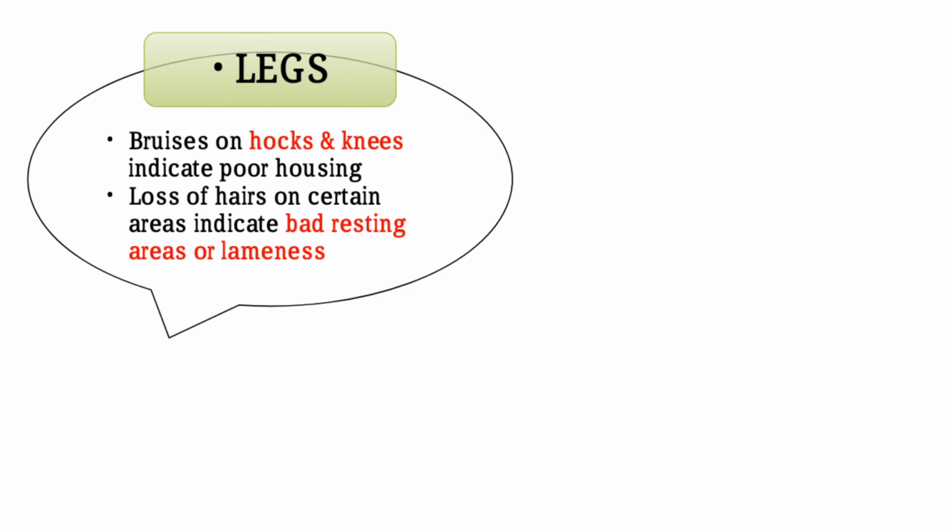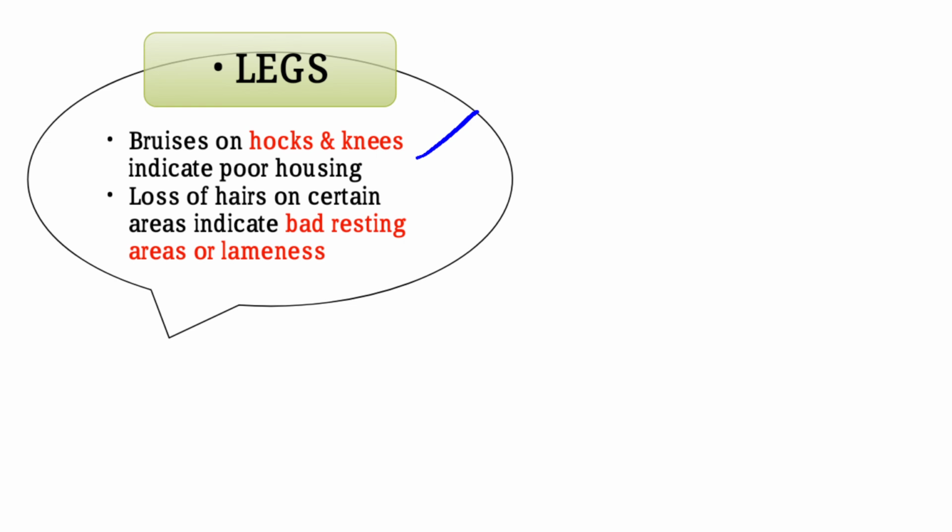Legs can also give signals about farm management. Bruises on the hocks and knees indicate poor housing, and loss of hair on certain areas indicates bed resting areas or lameness. There may be bed resting areas on the farm which cause the loss of hair on certain areas of the legs.